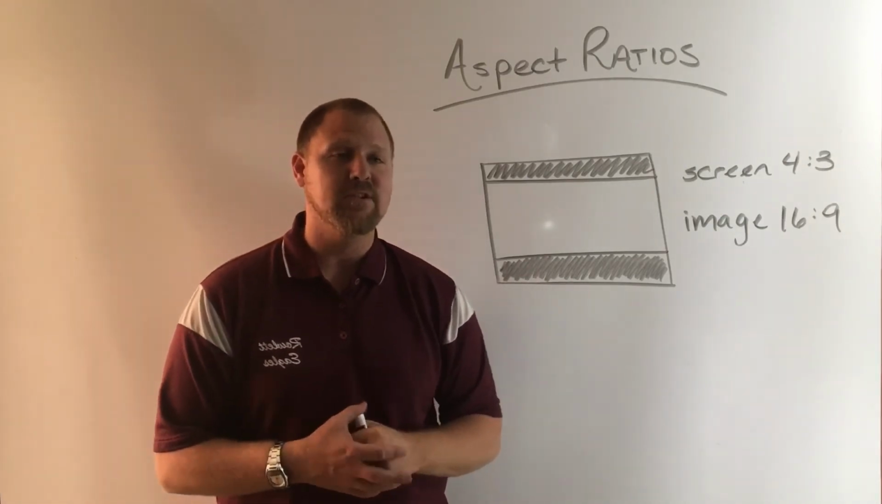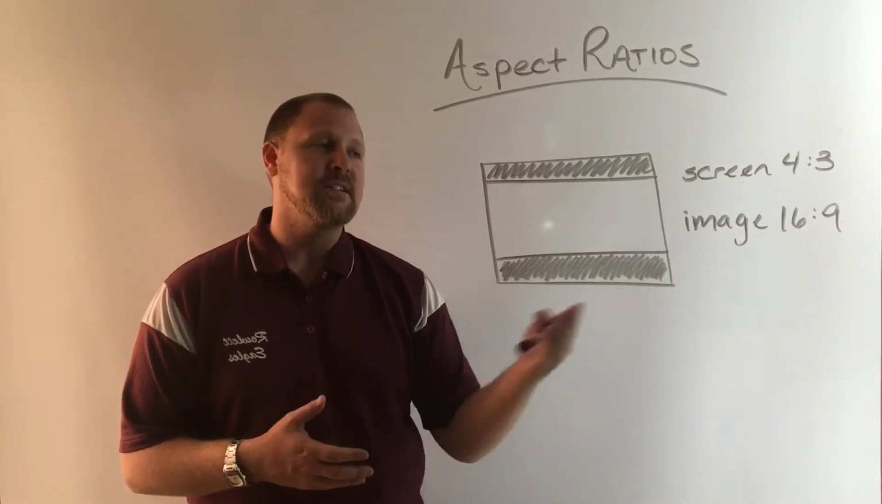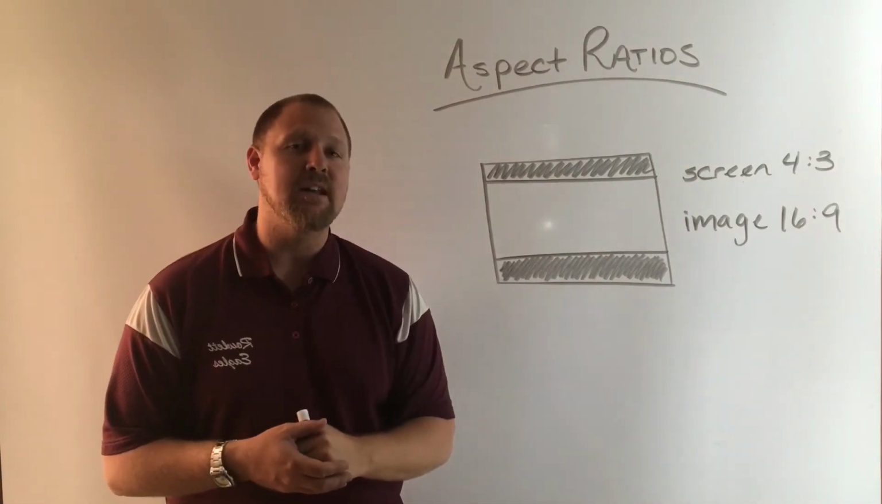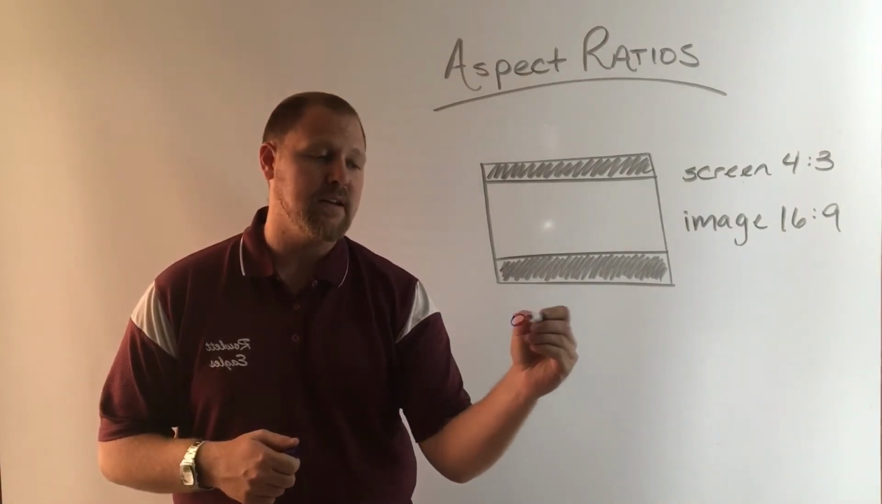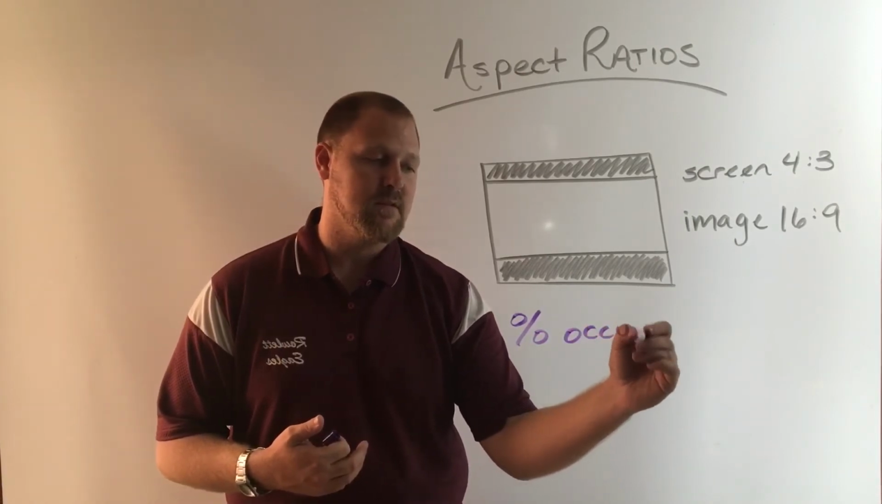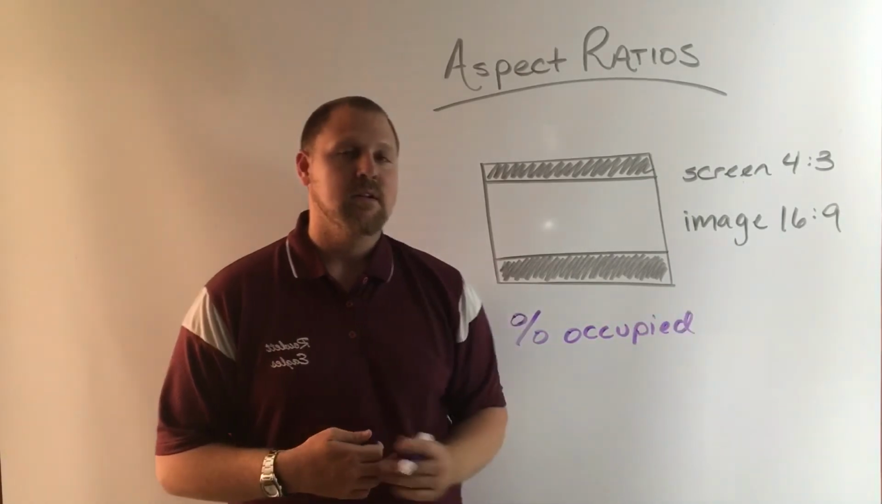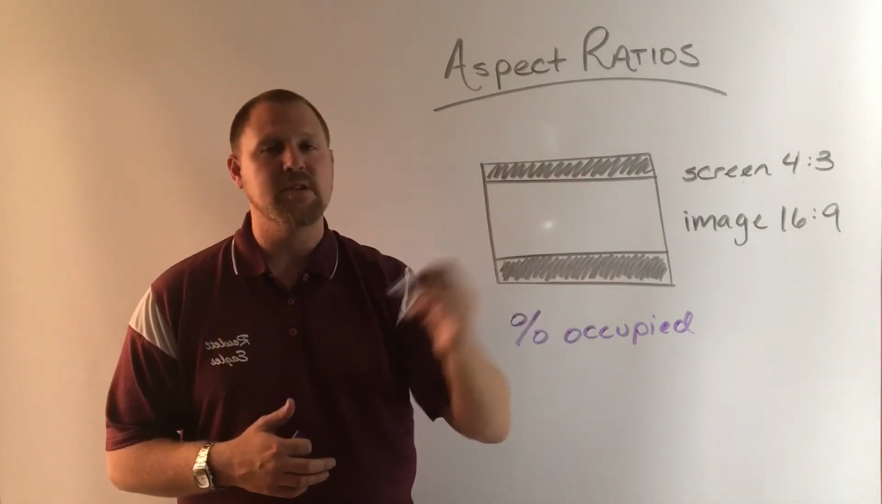The next type of thing we have is a TV screen with an image on it that doesn't have the same aspect ratio. So in this case, we have a 4:3 screen that is projecting a 16:9 image. And what we want to see is the percent of the screen occupied by the image. So how much of this screen do you see this image?